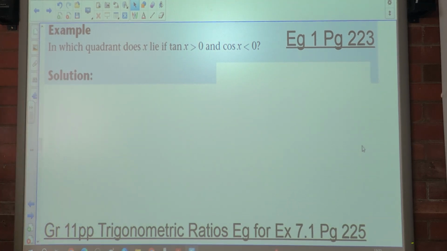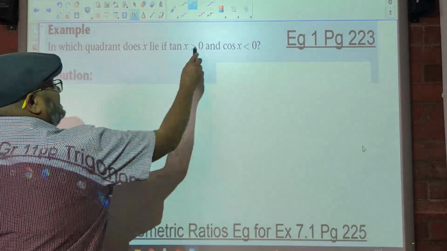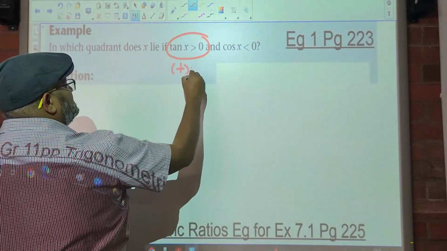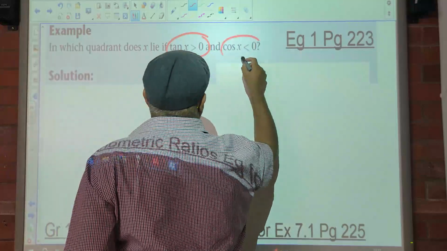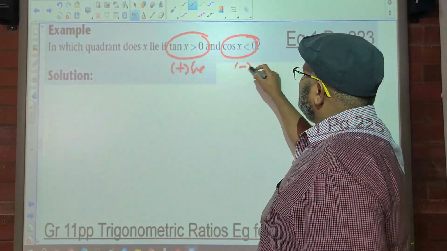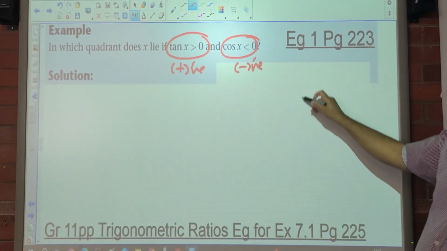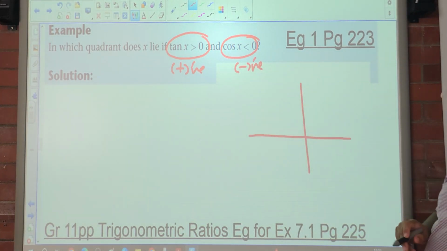But anyway, the question is, in which quadrant does x lie if tan is greater than 0? We just mentioned now, if tan is greater than 0, what does that mean? That is positive. And cos is less than 0, which means to say it is negative. What quadrants are they referring to? At all stations to Claremont diagram.